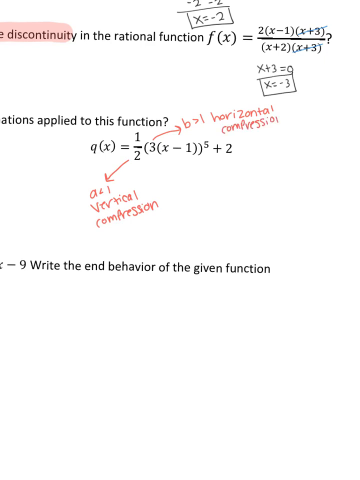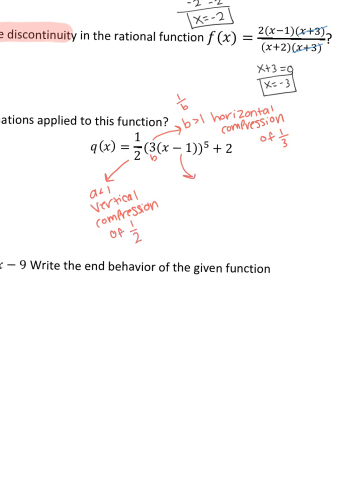And I always, when I'm talking about horizontal transformations, I stretch or compress by 1 over b. So if my b value here is 3, that means I have a horizontal compression of 1 over 3. Here I would have a vertical compression of 1/2.